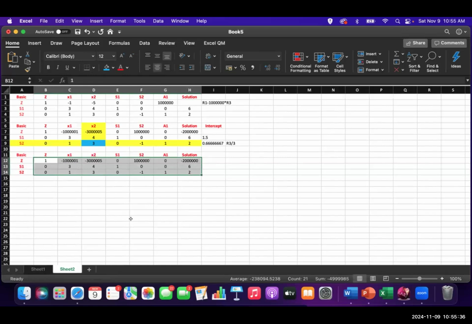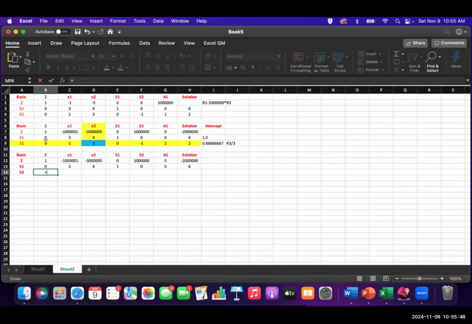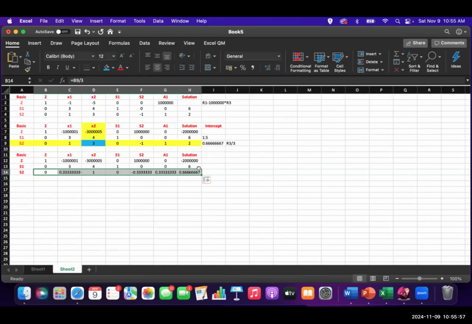Since what we're changing is this last column, the third row, sorry, we divide the third row by 3. So that would be equal to the third row divided by 3. And then we copy. So that will be the answer: 0, 1/3, 1, 0, negative 1/3, positive 1/3, 2/3. Okay. Correct.